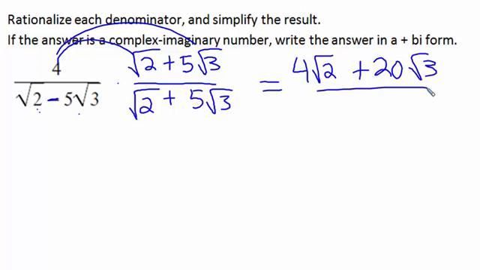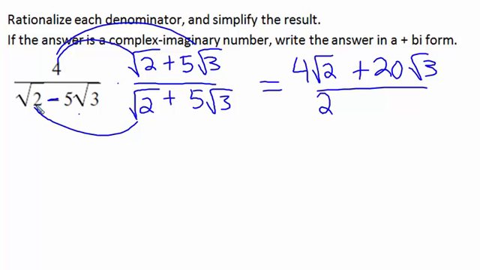Underneath, we have to quote-unquote FOIL it out. So we have to distribute everything to everything. Square root 2 times square root 2 is square root 4, which will just clean up to a regular old 2 again. When you multiply a square root with itself, the square root goes away. You just get the number inside.